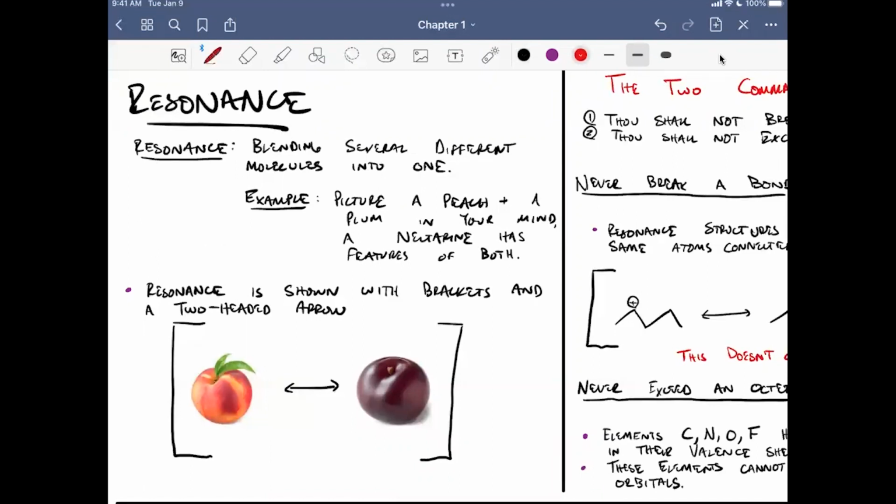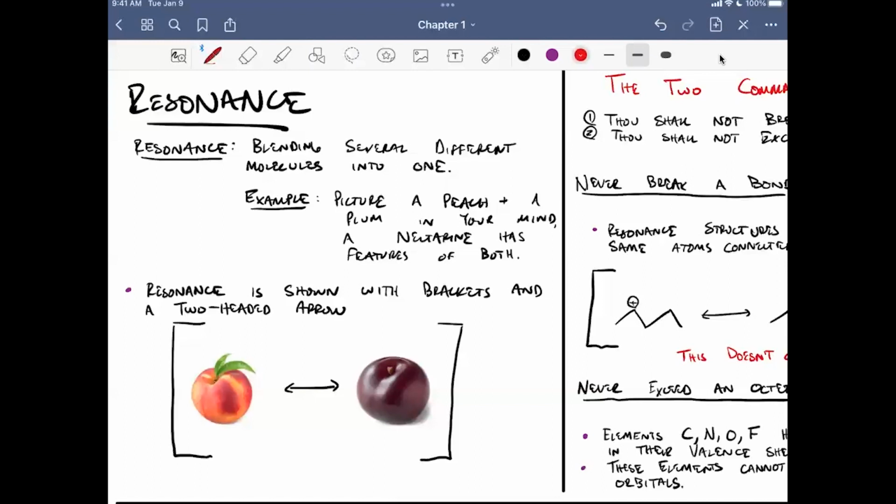So first thing I have here is just the general information about resonance. Resonance is the blending of several different molecules into one. This doesn't mean that one molecule is different from the other. They are all the same, but different. One example I have here is a picture of a peach and a plum. A nectarine has features of both, the formation of both of them into one.